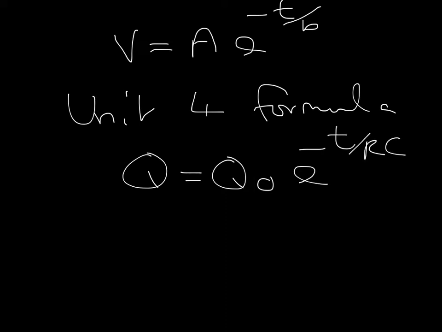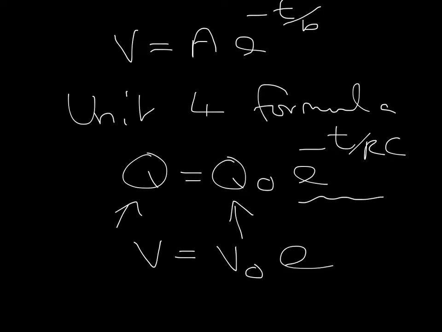Now Q is the amount of charge at any time, and that equals the initial charge times exactly the same thing. And from the lessons, you will have learnt, and you can reference, that voltage discharges in exactly the same way. So the way that charge changes and the way that voltage changes over time are the same equation, just with different symbols: here you've got Q equals Q0, and here you've got V equals V0.